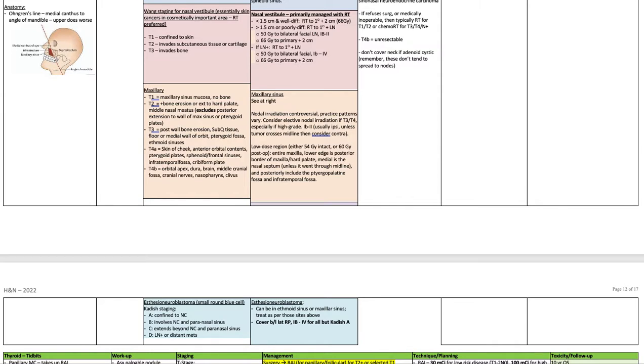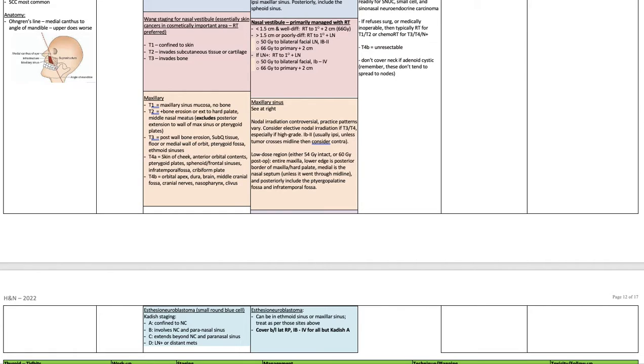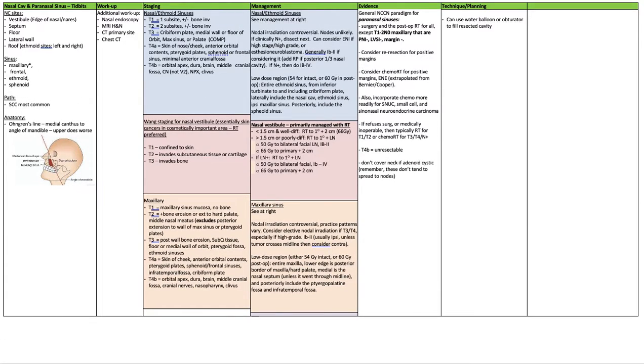Esthesioneuroblastoma, small round blue cell tumor, Kadish staging. A is confined to the nasal cavity. B involves nasal cavity and paranasal sinuses. C extends beyond nasal cavity and paranasal sinus. D, lymph node positive or distant mets.